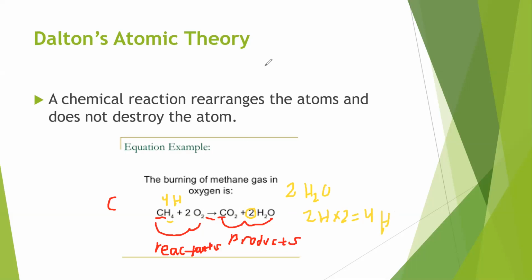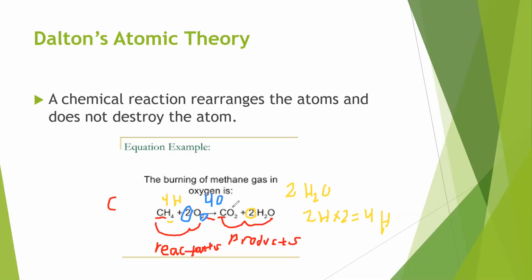And finally, we can show the same for oxygen. Here's a leading coefficient of 2, which means we have 2 O2 molecules, but each O2 molecule has 2 O atoms, shown by this subscript. So there are actually 4 oxygen atoms on the left.